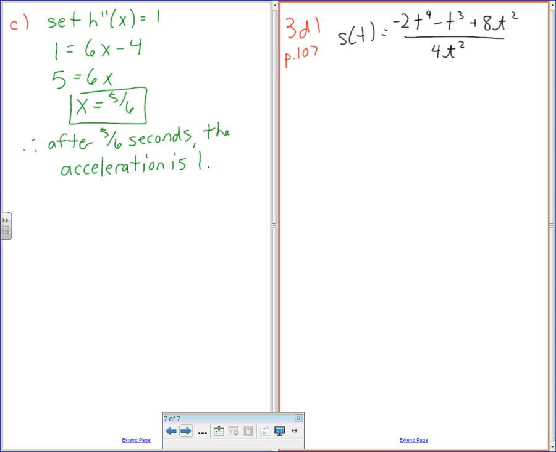So I'm going to instantly first say t can't be 0. Secondly, I'm going to divide everything by 4t squared. So I'm going to call that s of t equals negative 1/2 t squared minus 1/4 t plus 2. Is that right? So again, the coefficients, negative 2 divided by 4 is negative 1/2. Negative 1 divided by 4 is negative 1/4. And 8 divided by 4 is 2. And then I just lowered all the variables down.